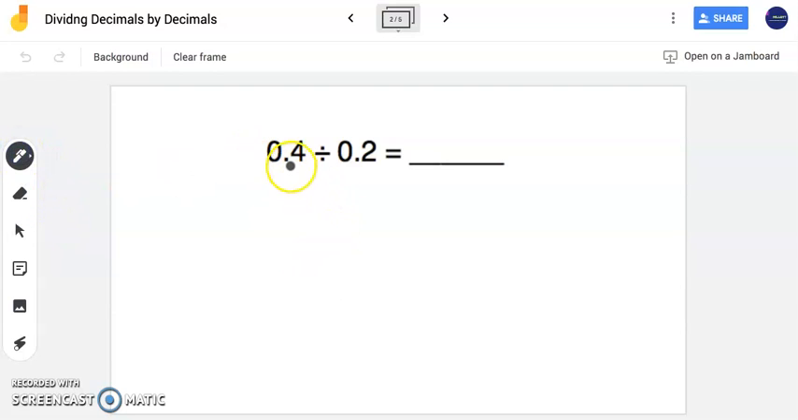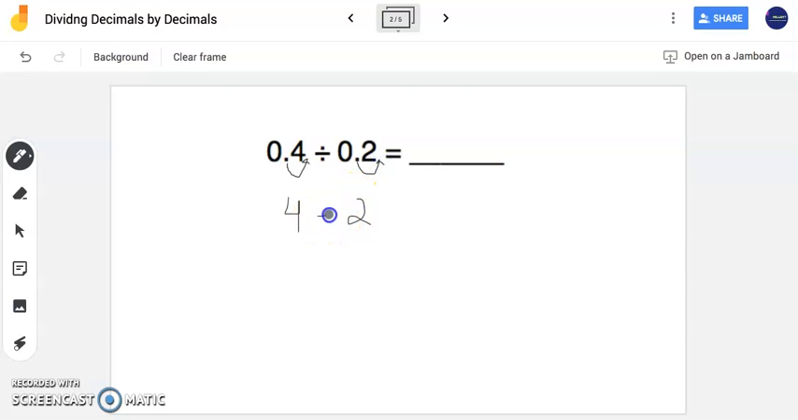By doing that, we're going to first look at my dividend, which is 4/10. If I multiply by 10, I can move my decimal point one place to the right, creating the number 4. Now, if I multiply one part of this problem, I need to also multiply my other part by 10 as well. So now I'm going to look at my divisor, which is 2/10. I'm going to multiply this by 10 as well, and by multiplying by 10, I'm moving my decimal point one place to the right, leaving me with 2.